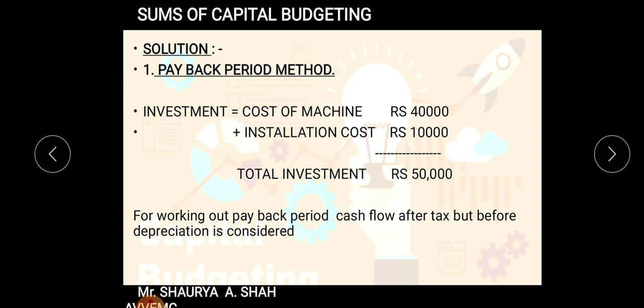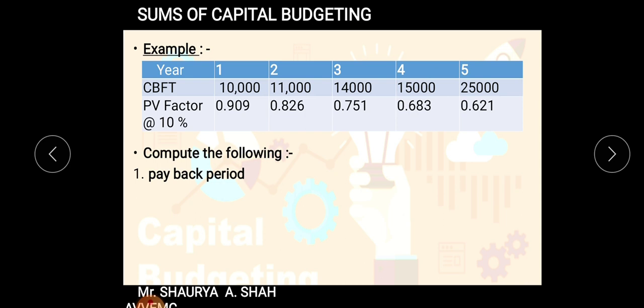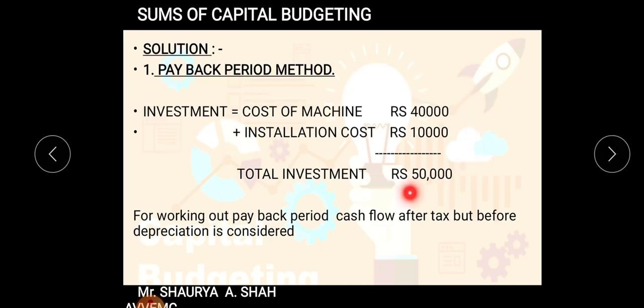So my eyes should search in the entire cash flow for the year in which we get 50,000 rupees back. If you had seen in the sum, it is not the fixed cash flow method, it is fluctuating. So we need to do lots of calculation. First and foremost is to find out the total investment. 40 plus 10 is 50,000, right? Now an important thing to be noted in your exams also is that for working out the payback period, cash flow after tax but before depreciation is considered, right? Understand the term very carefully, students.